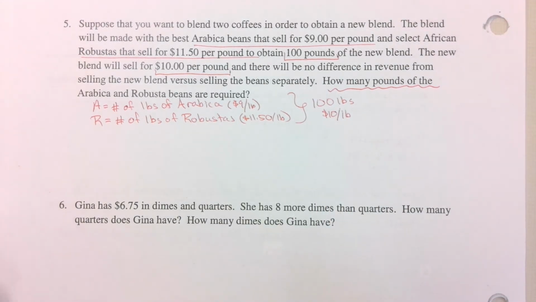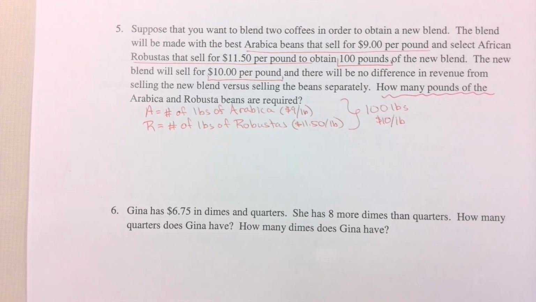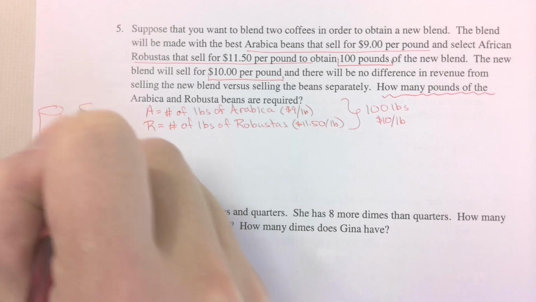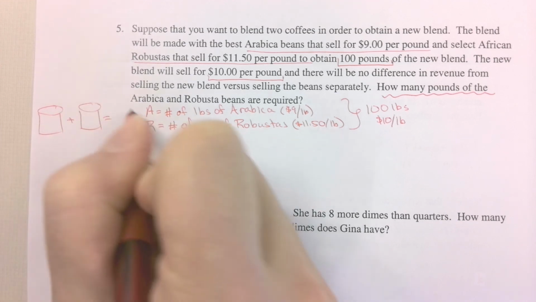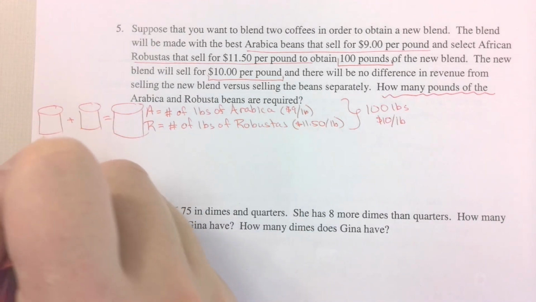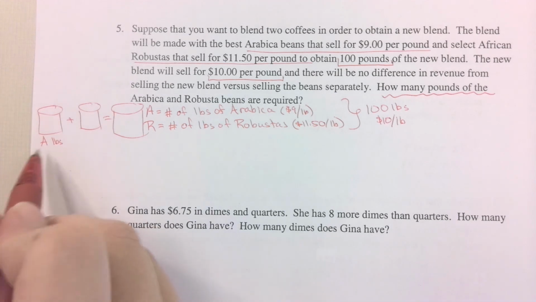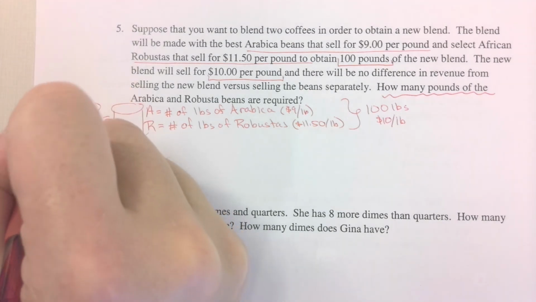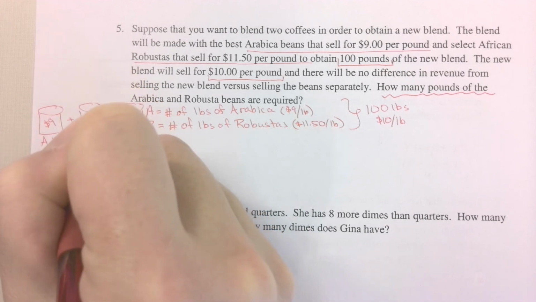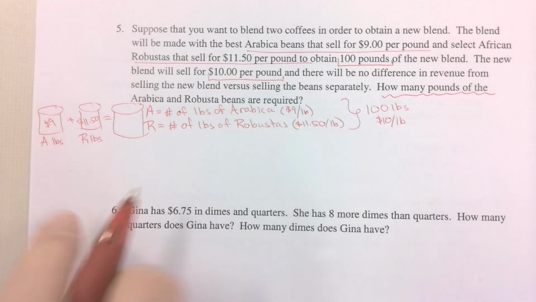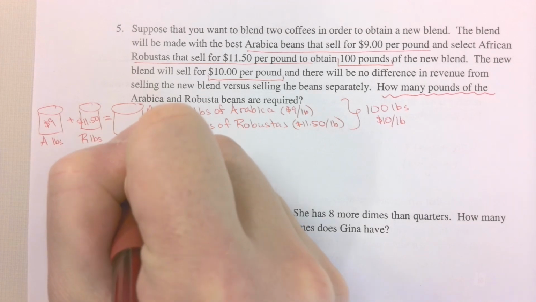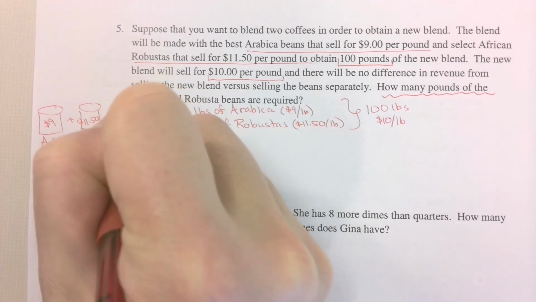Now, you absolutely don't have to draw pictures, but for some people it helps. So if you can picture these big containers in a warehouse of coffee, and then we're going to put it into one big container here. In this container, I have A pounds, or X pounds, and that is going to cost $9 per pound. And this has a price point of $11.50, and I want R pounds. So picture the quantity here and here, and I dump all this in, I want 100 pounds here. And I want a price point of $10.